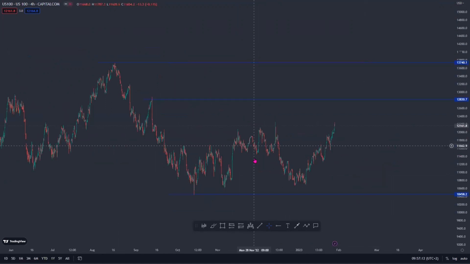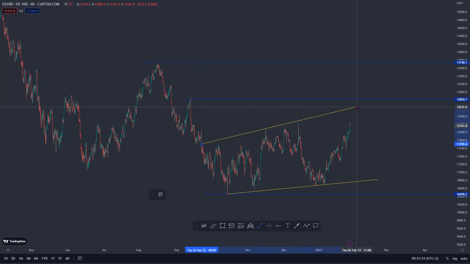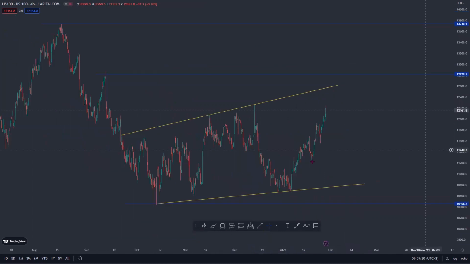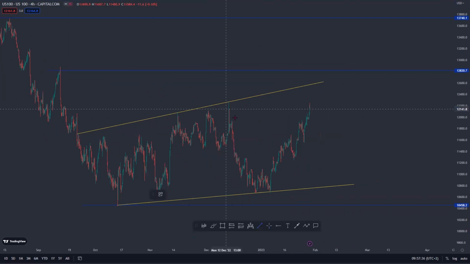So on a 4-hour time frame, remember guys, last week we were having this type of structure on Nasdaq, and it went up very nicely. So looking at the structure on 4-hour, again we were having this type of pattern inside, which was this one. Looking at this, you can see the market currently gave us a double top.